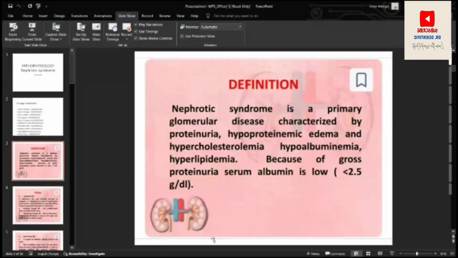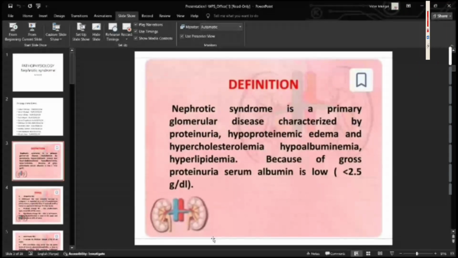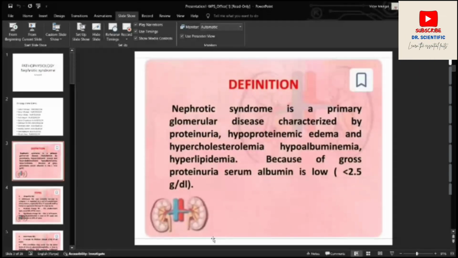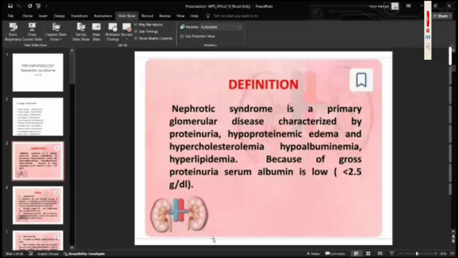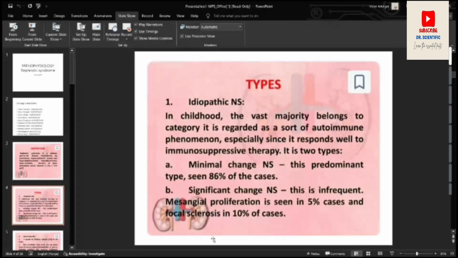With time you'll come to understand these terminologies. So that's the definition: nephrotic syndrome is a primary glomerular disease characterized by proteinuria, hypoalbuminemic edema, and hypoalbuminemia.